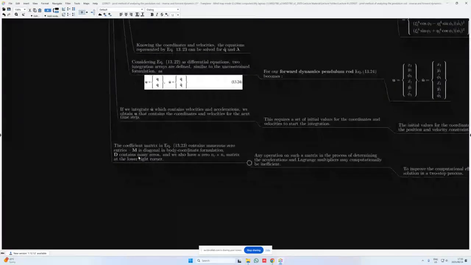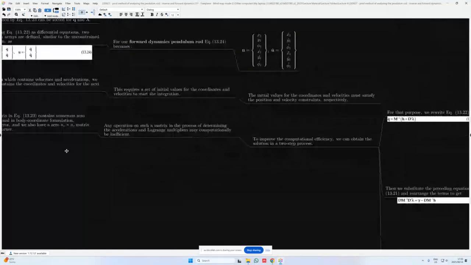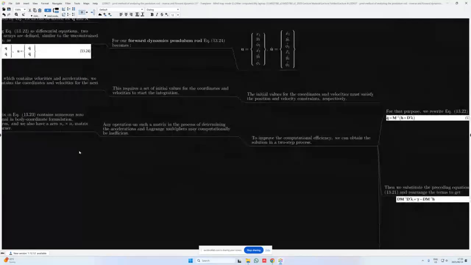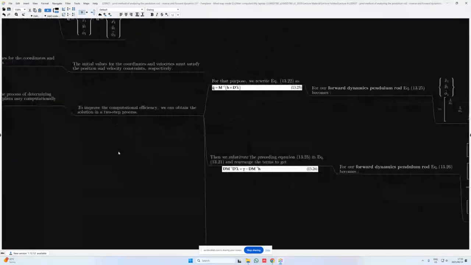Then the Jacobian contains many zeros as well, and we also have a zero NC by NC matrix. Depending on the number of constraints that we have, this will be a square matrix of the number of constraints at the lower right corner. Any operation on such a matrix in the process of determining the accelerations and Lagrange multipliers may be computationally inefficient. So to improve the computational efficiency, we can obtain the solution in a two-step process.